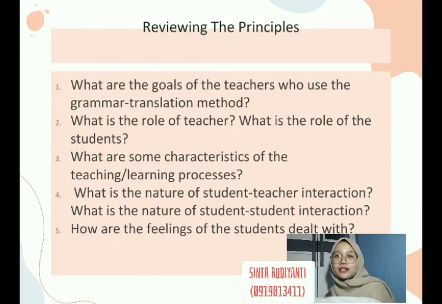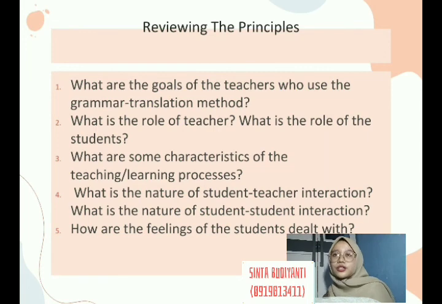Number 3. What are some characteristics of the teaching or learning process? Students are taught to translate from one language to another. They translate a reading in the target language about some aspect of the culture of the target language community. Students study grammar deductively, that is, they are given grammar rules and examples, told to memorize them, then apply the rules to other examples.